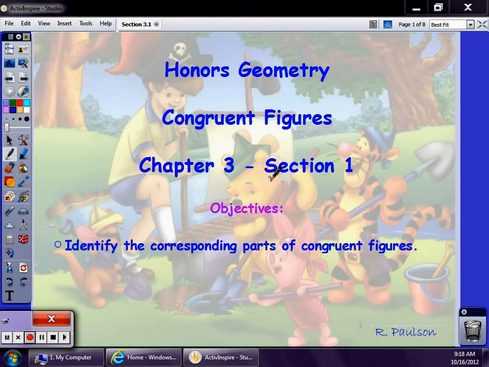This lesson for Honors Geometry is on congruent figures in Chapter 3, Section 1. Our objectives for today are to identify the corresponding parts of congruent figures.